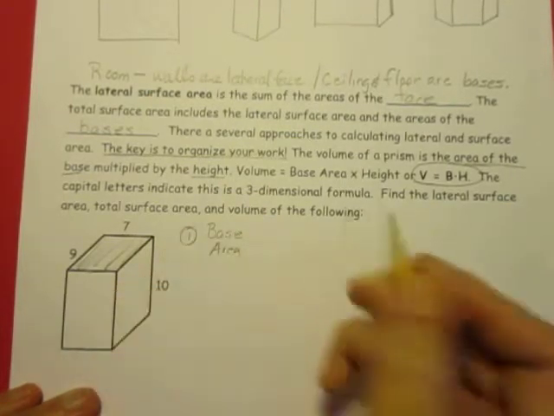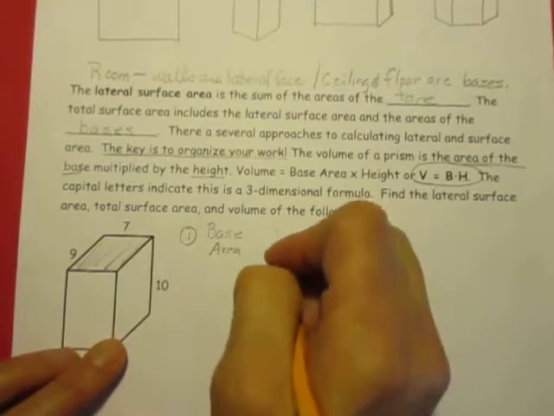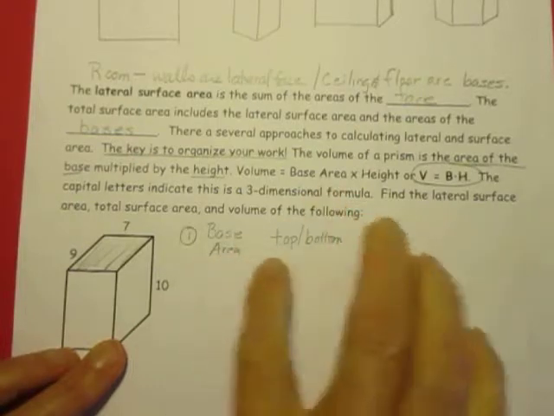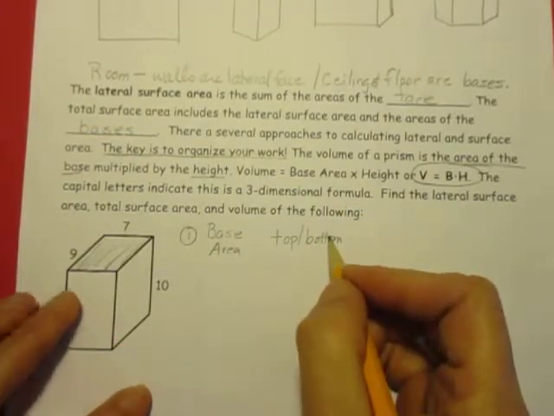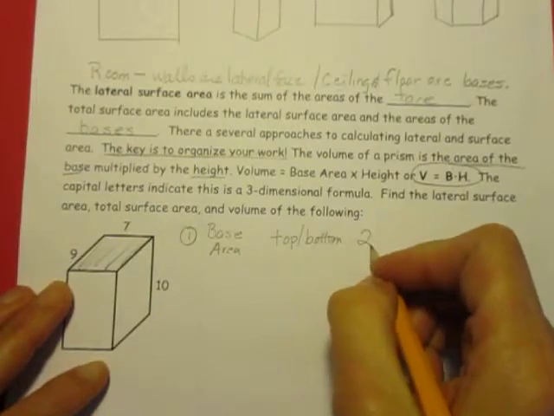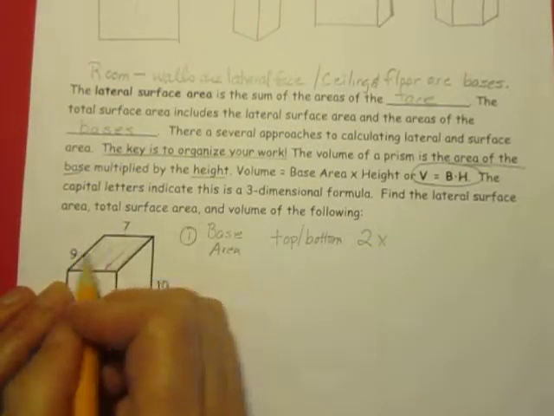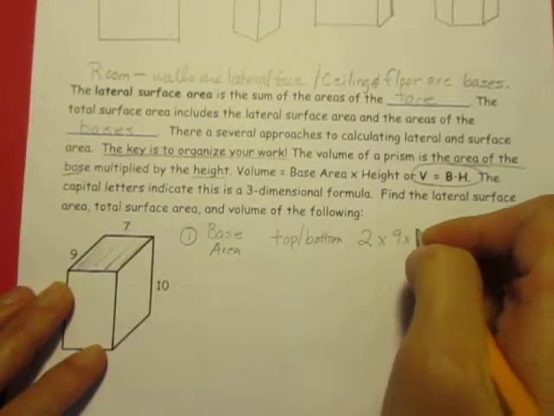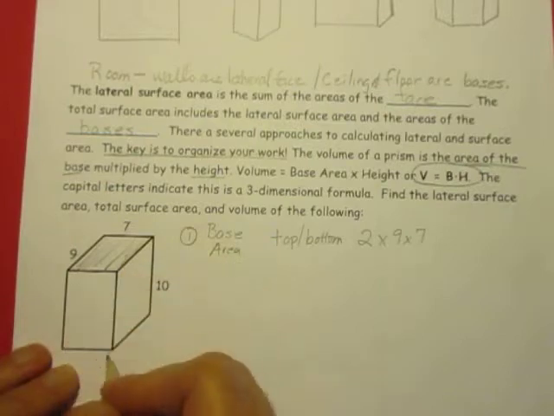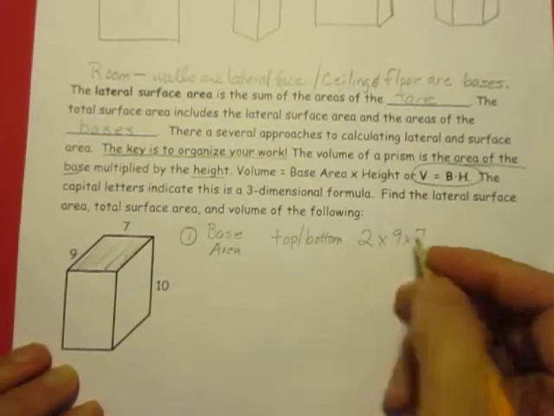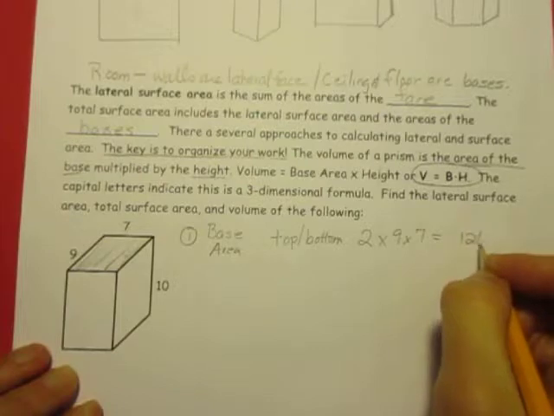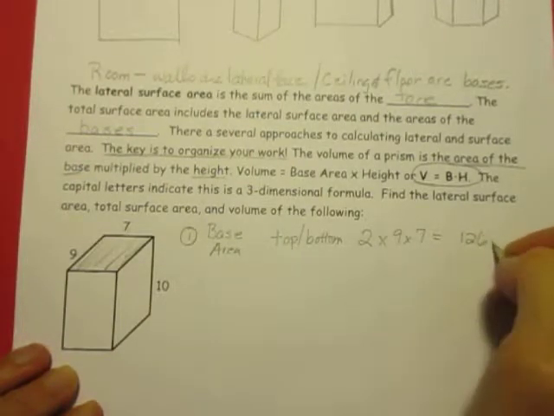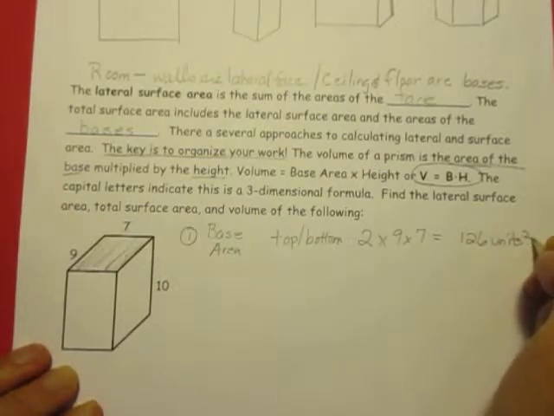So that's the first thing I'm going to do. So I've identified them as being the top and the bottom. Again, I'm organizing and labeling my work here as I go along. So I have two of these. I have the top and the bottom, so I'm going to start out with 2 times, and the edges of my base area are 9 and 7. So 9 times 7 would give me the area of one of these, and because I have 2 of them, the top and the bottom, I need to double that. So that would come out to give me 126. So that is my base area. Total base area includes both areas, both the top and the bottom, and this would be units squared.